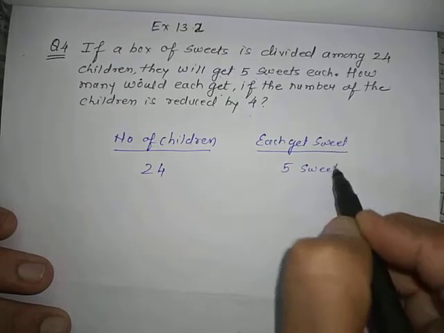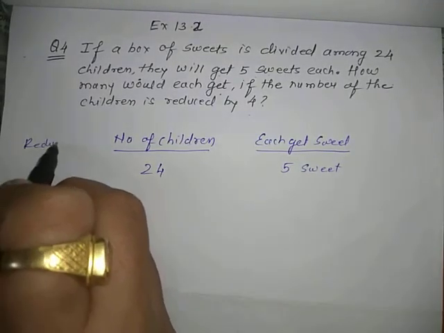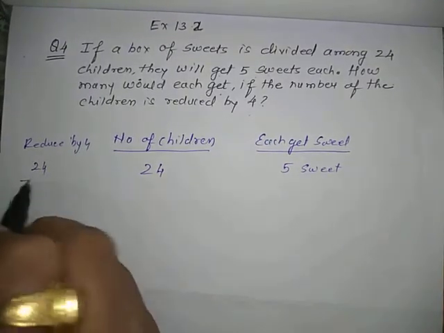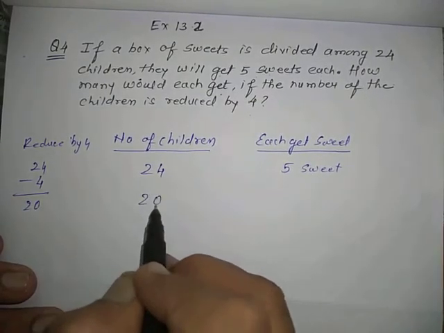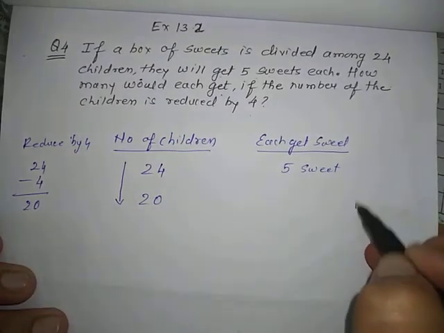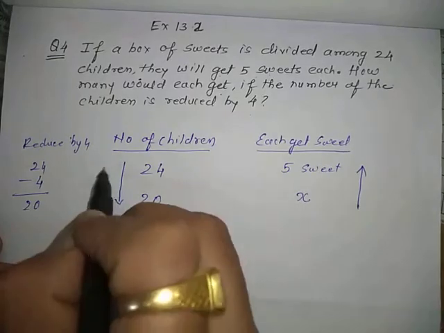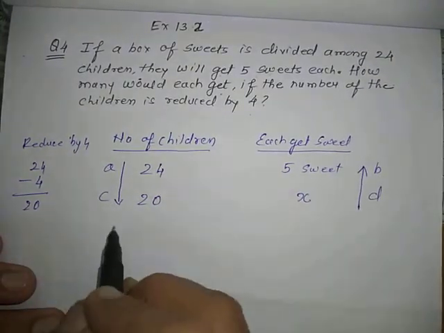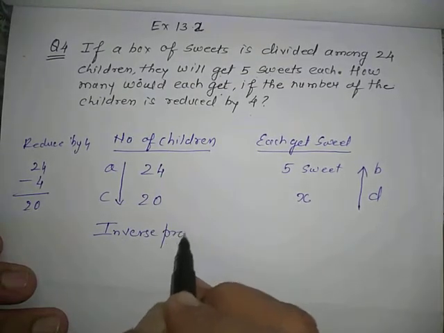Now they say reduce by 4, means 24 minus 4 children. So the total number of students now will be 20. So children reduce, then each will get more chocolate. So X chocolates. So A, B, C and D. So it is inverse proportion.